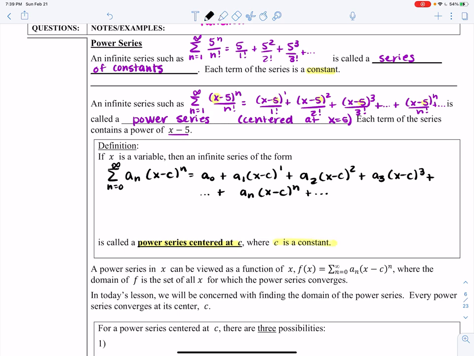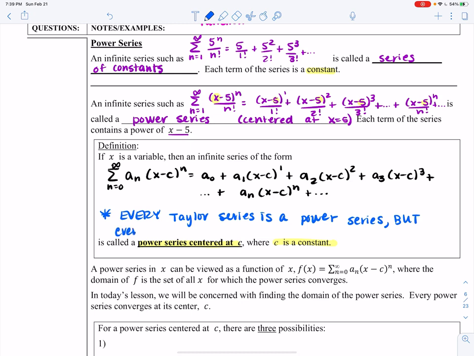Now there is an important caveat that I must make a distinction on, okay? Every Taylor series is a power series. In last class, we learned about Taylor and Maclaurin series. So every Taylor series is a power series, but every power series is not a Taylor series.